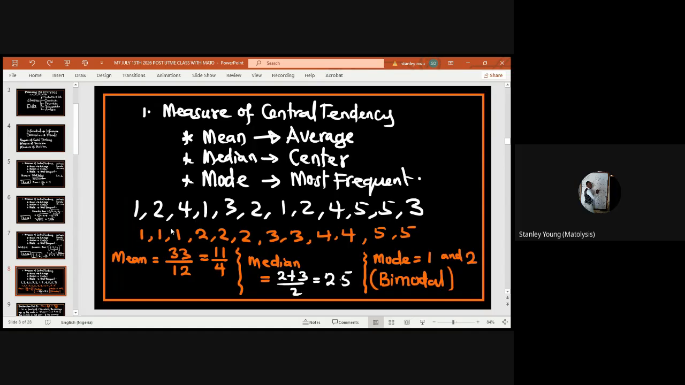Mode is the most occurring data. 1 appears thrice. 2 also appears thrice. So that gives us two different possibilities of mode. So the modes are 1 and 2. Any data that has two modes is called bimodal data. If it has a single mode, you call it unimodal. If it has three modes, you can call it trimodal data, and so on.